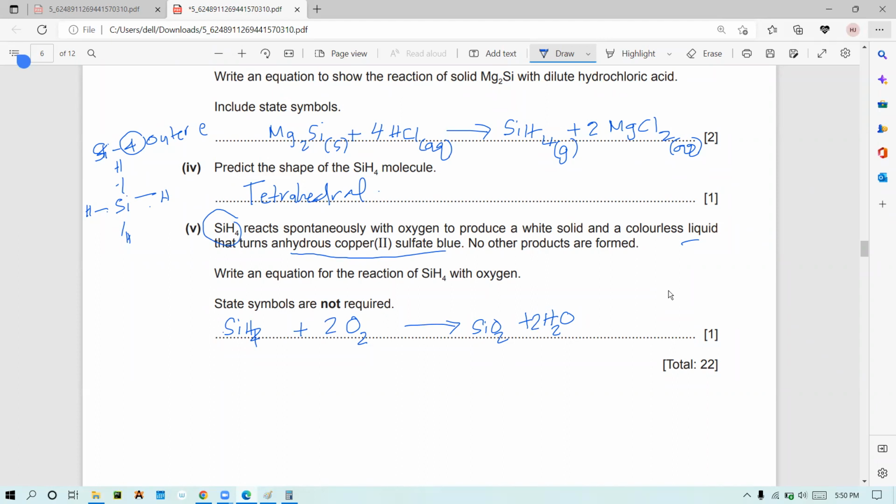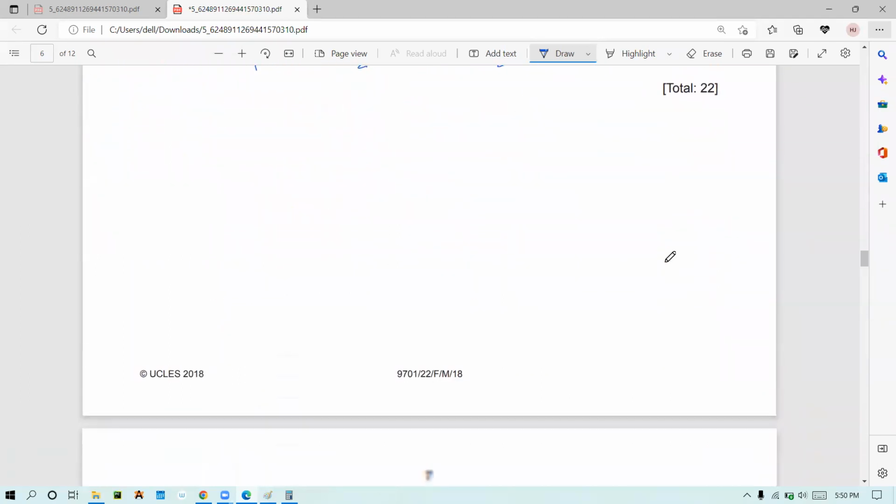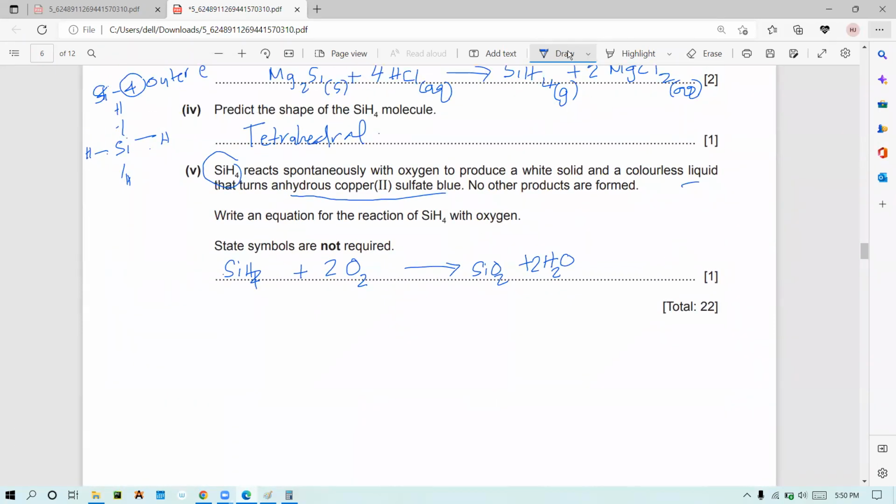That's the end of question number 2 in the February-March 2018 paper. I think there are no big difficulties in this question. So let's stop the work over here.